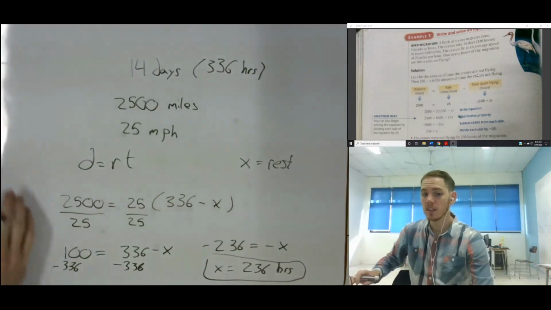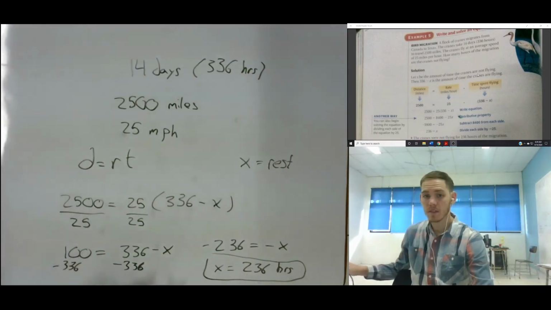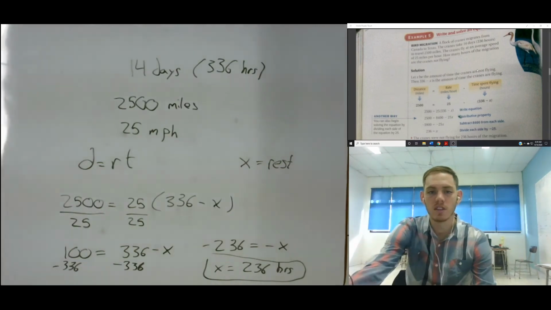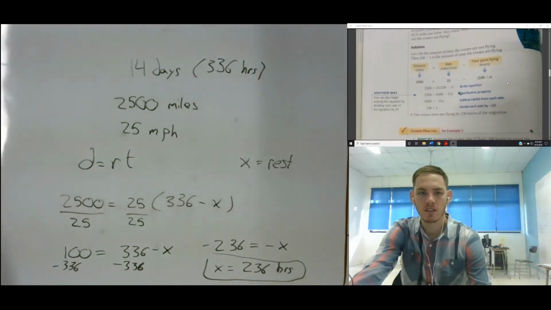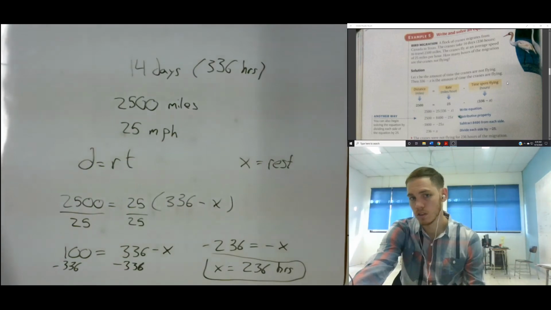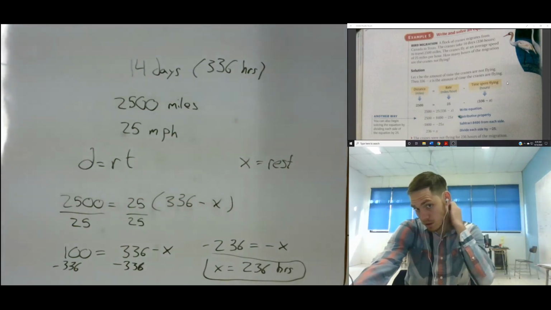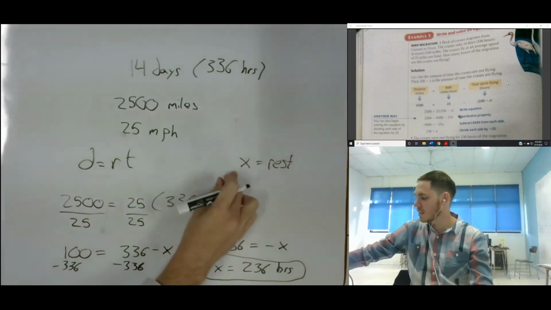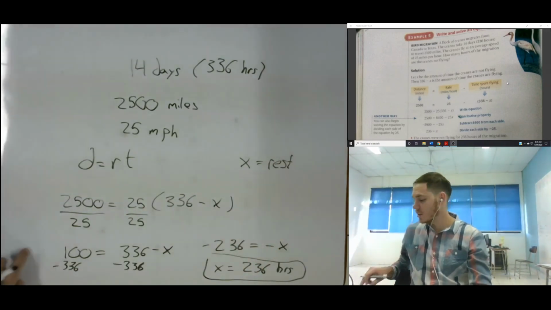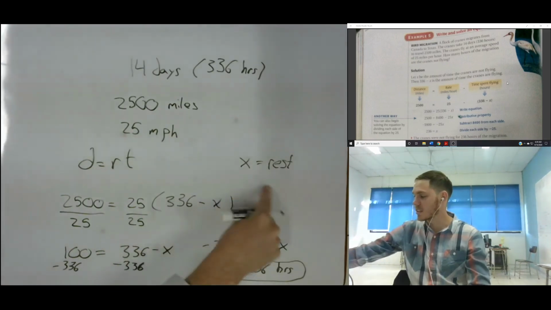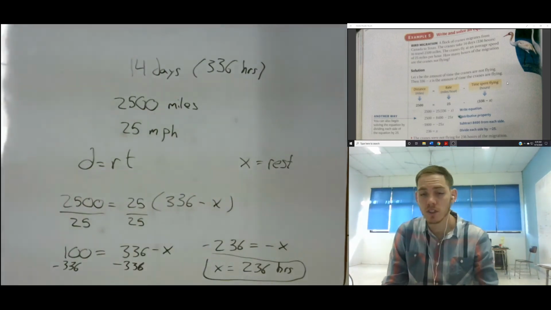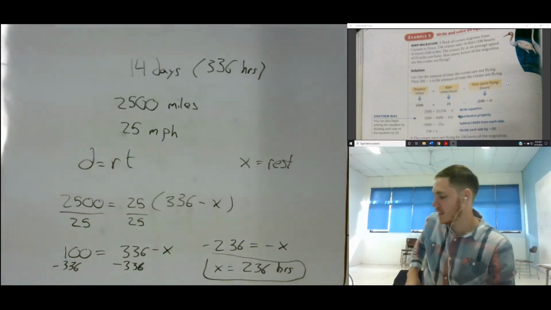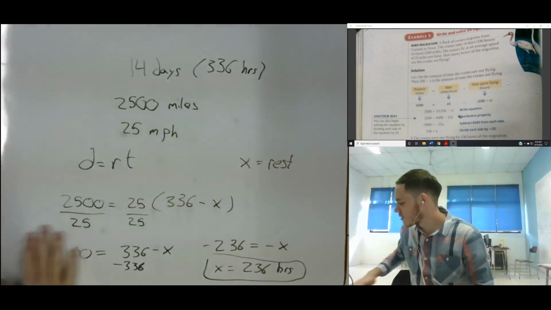So it's going to be 236 minus x. Oh, okay. So 236 is the amount of rest it had. So it only flew 100 hours. The rest is spent resting. So it gives you a context for how long it needs to rest for each time it does activity. Okay.